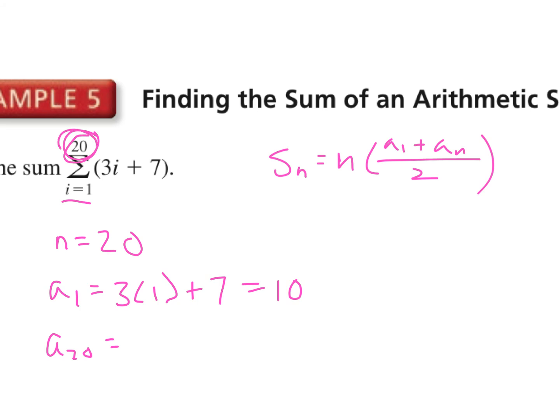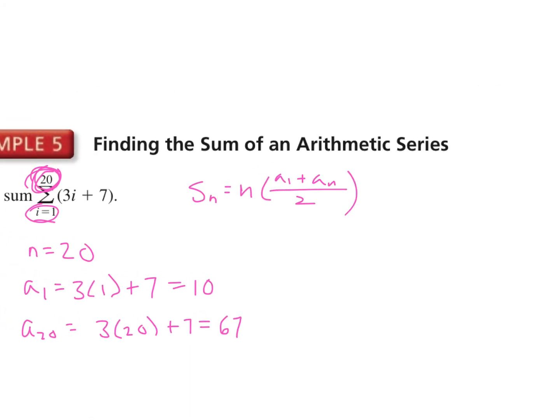We always plug in the first number and the last number. So we're plugging in 20. So 3 times 20 plus 7. What's 3 times 20? 60, and 60 plus 7? 67. And now we can plug everything into our formula.